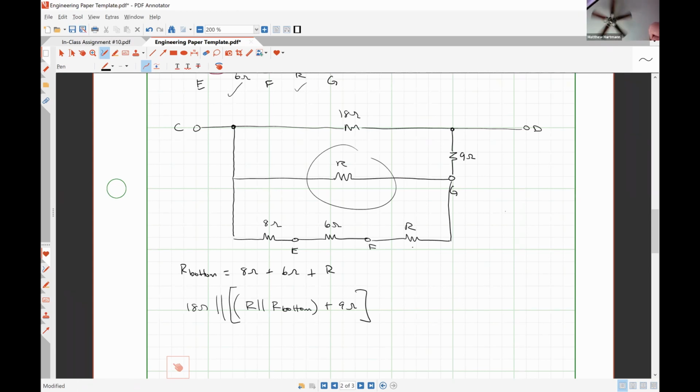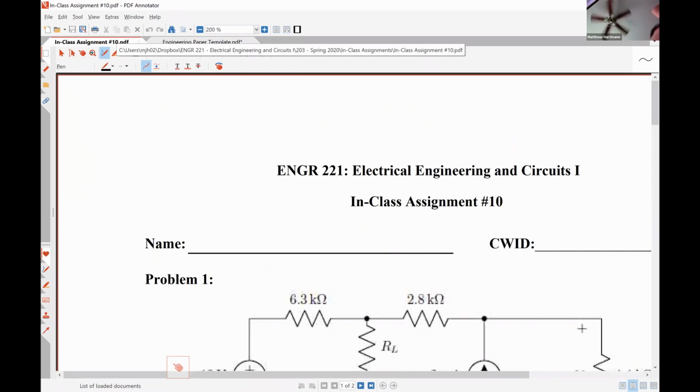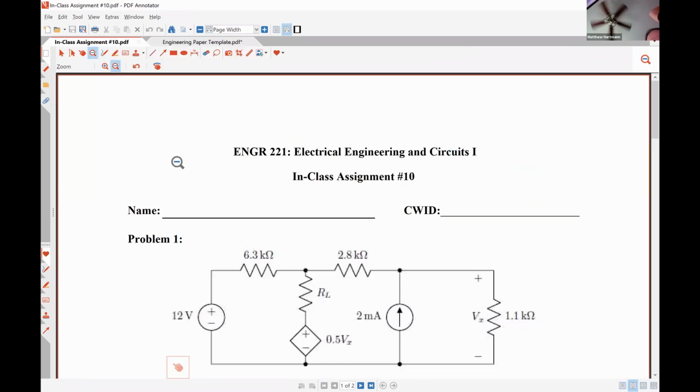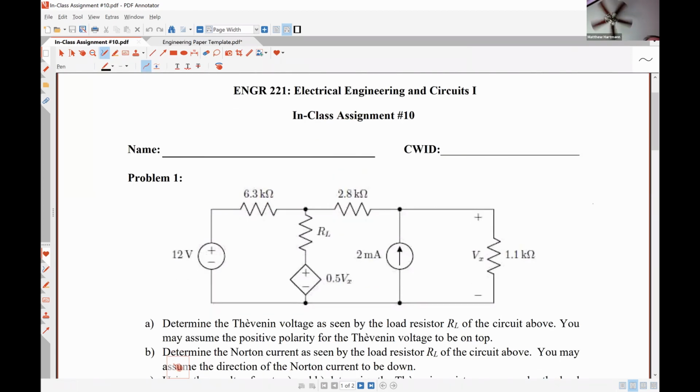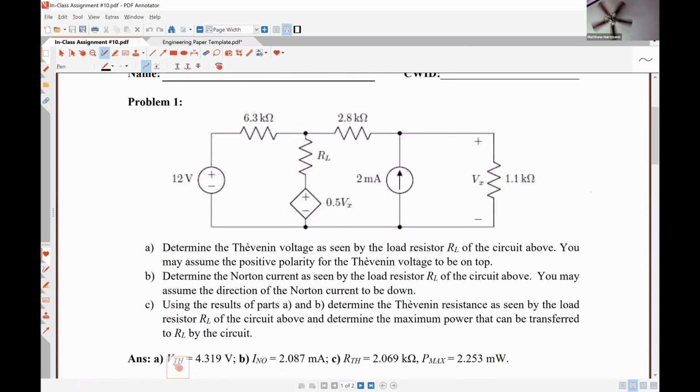All right, well, then let's jump into our in-class assignment. Today we are going to be doing Thevenin and Norton equivalent circuits that contain dependent sources. So this first problem tells us that we want to determine the Thevenin voltage as seen by the load resistor RL of the circuit above. And we are going to assume that the positive polarity for the Thevenin voltage is on top.